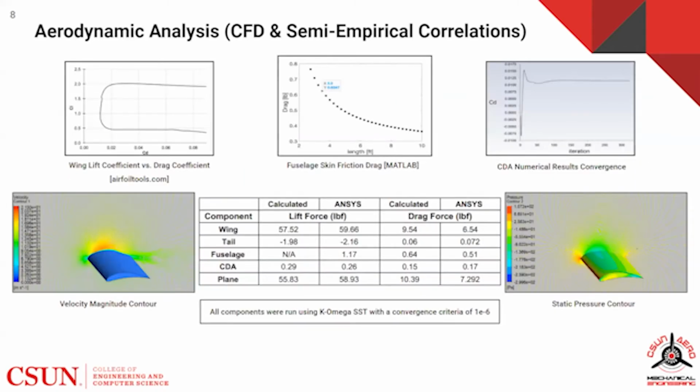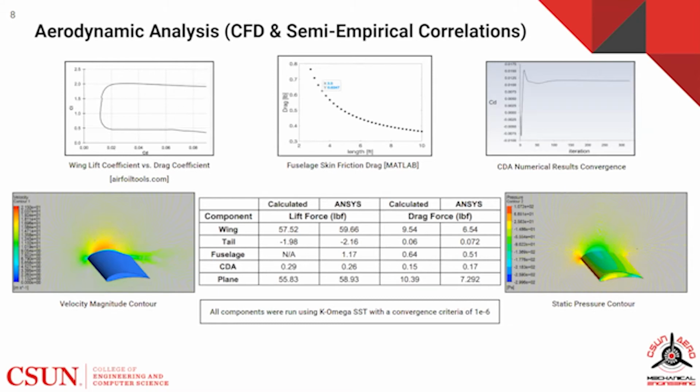Next, we'll go into more detail about the aerodynamic analysis, or CFD, performed on the plane, which was done through ANSYS Fluent. A turbulent model of k-omega was applied to represent the turbulent flow, with the convergence criterion of 1e-6 being used for all studies for more accurate results. All component values can be seen in the table.